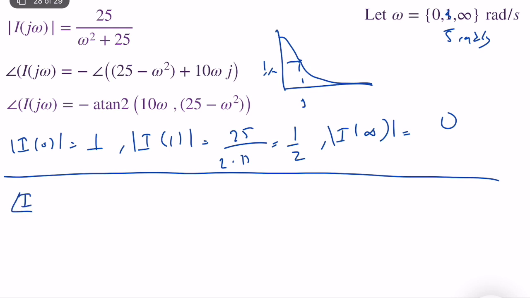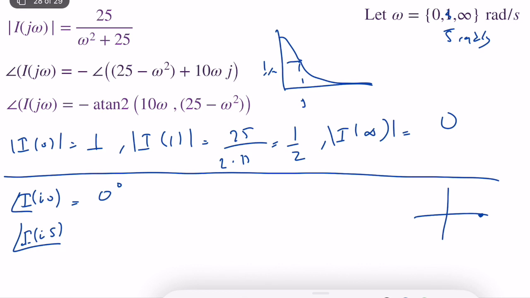Phase of I at 0, we know that this is zero. It's 0 degrees or zero radians, it's up to you. So we start here. What about the phase at j5? Again, we should plug in 5, which is better. So when this is 5, this is like 50, it doesn't matter. It has an imaginary value, but as you can see, this will be 0. So it will be purely imaginary. The phase part will be here, because it's positive, but we have minus. So the phase should be at minus 90 degrees. It's equal to minus 90 degrees.